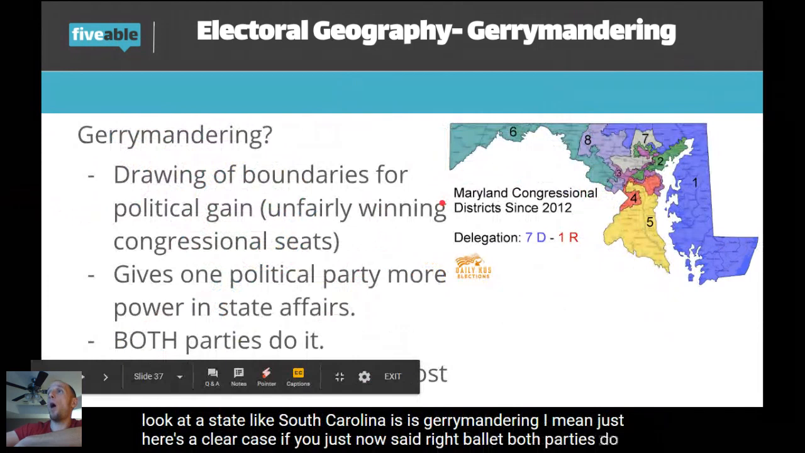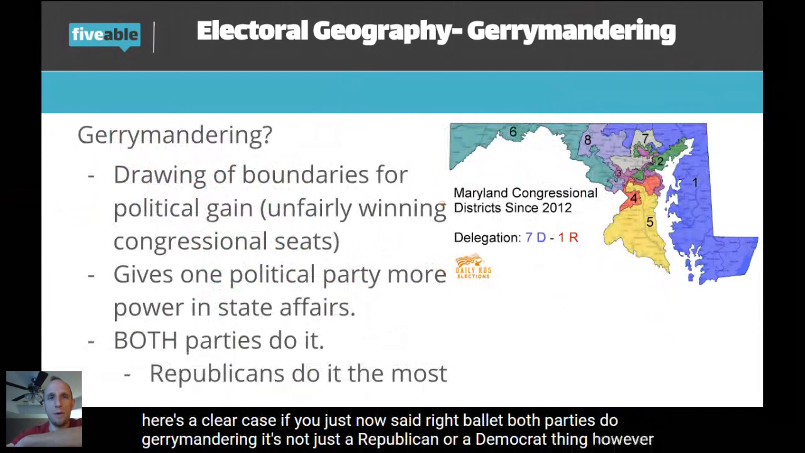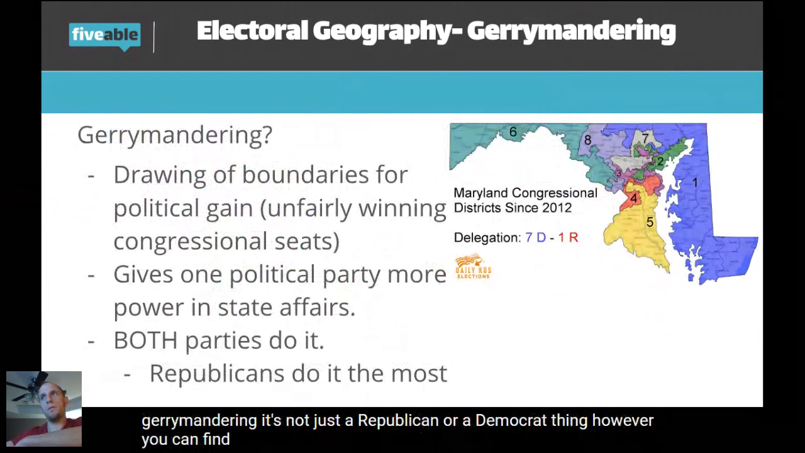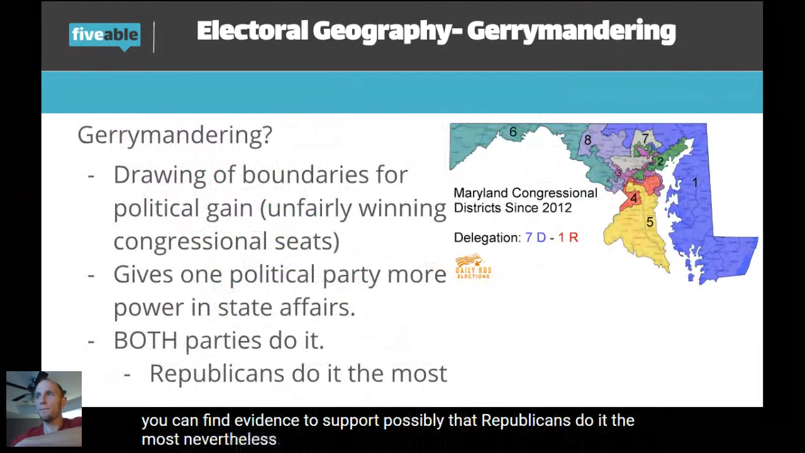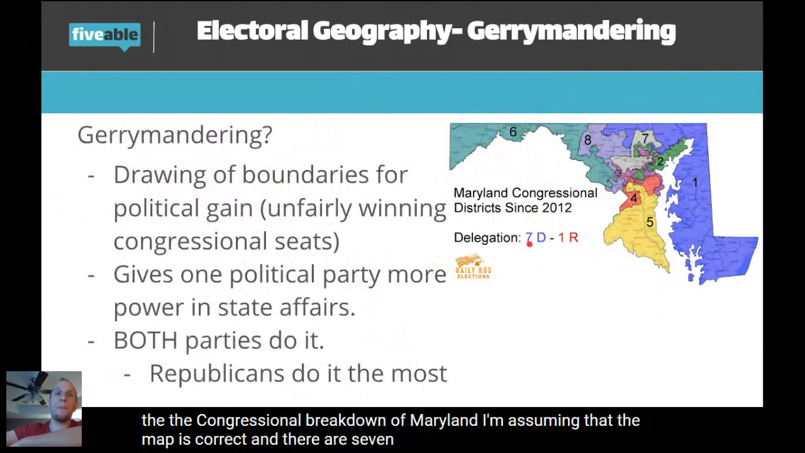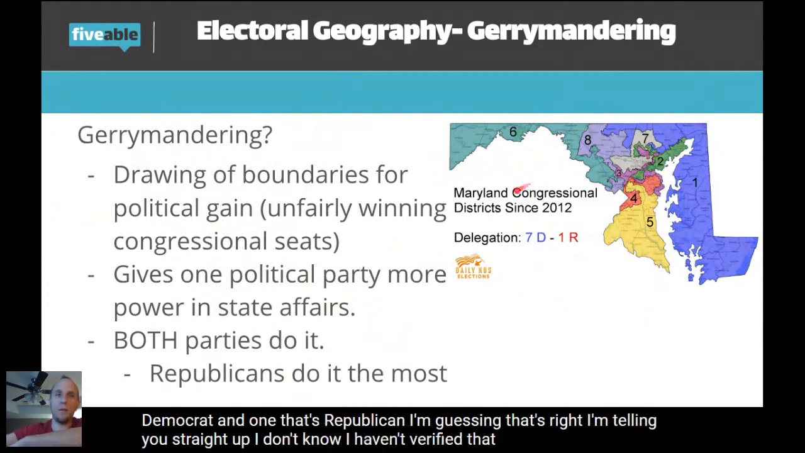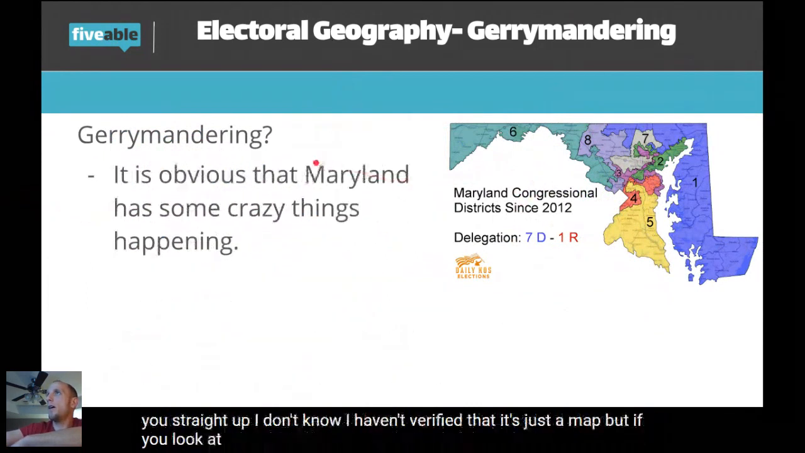By the way, both parties do gerrymandering. It's not just a Republican or a Democrat thing. However, you can find evidence to support possibly that Republicans do it the most. Nevertheless, both parties still do it. You can look here. I don't know the congressional breakdown of Maryland. I'm assuming that the map is correct and that there are seven congressional districts that are Democrat and one that's Republican. I'm guessing that's right. I'm telling you straight up, I haven't verified that. It's just a map.